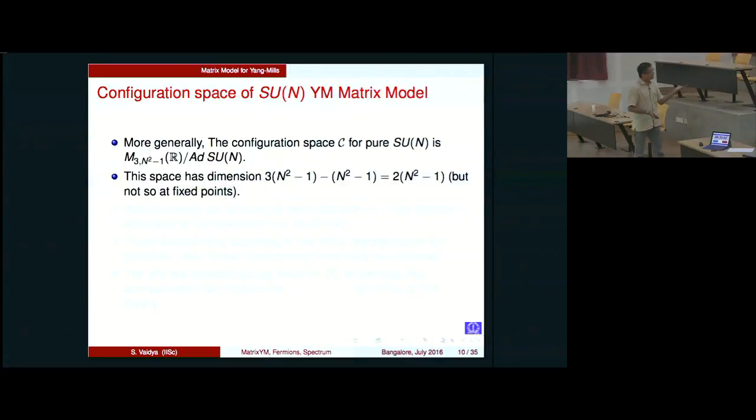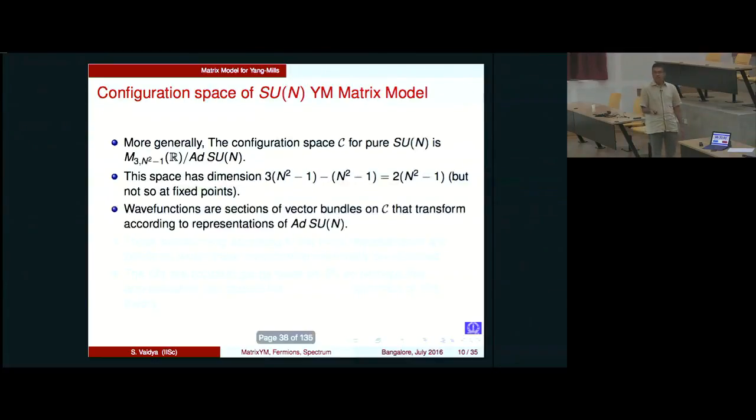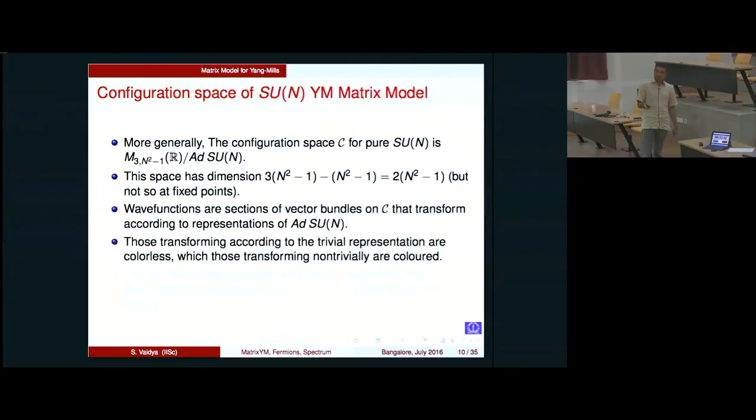So how do I quantize this theory? Well, it's at least very easy to say in words: wave functions are basically just sections of vector bundles that you construct on this manifold. And you can choose them to transform according to whatever representation you like. For example, if you choose sections that transform according to the trivial representation, then these are colorless states. If you choose them to transform non-trivially, then they carry correspondingly some color.